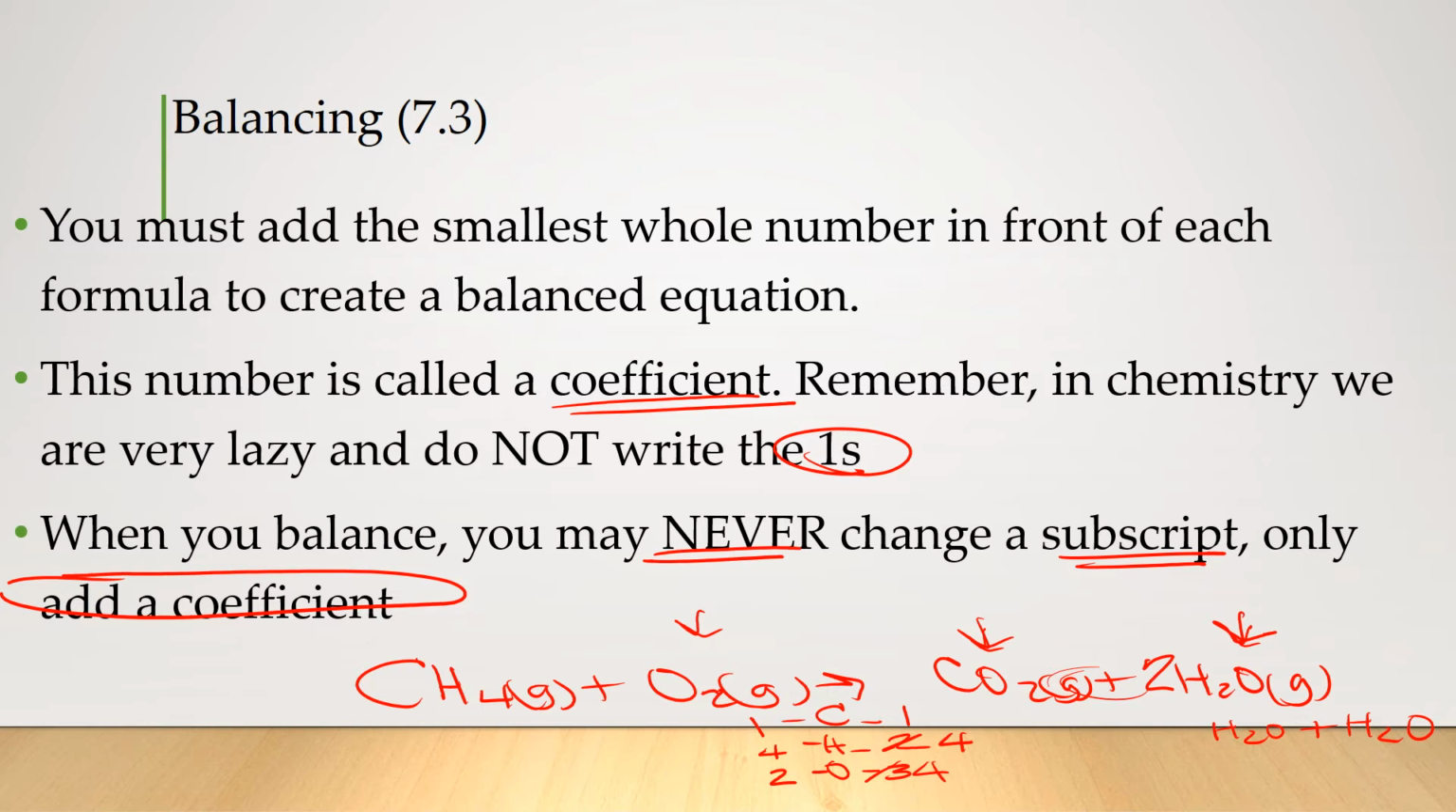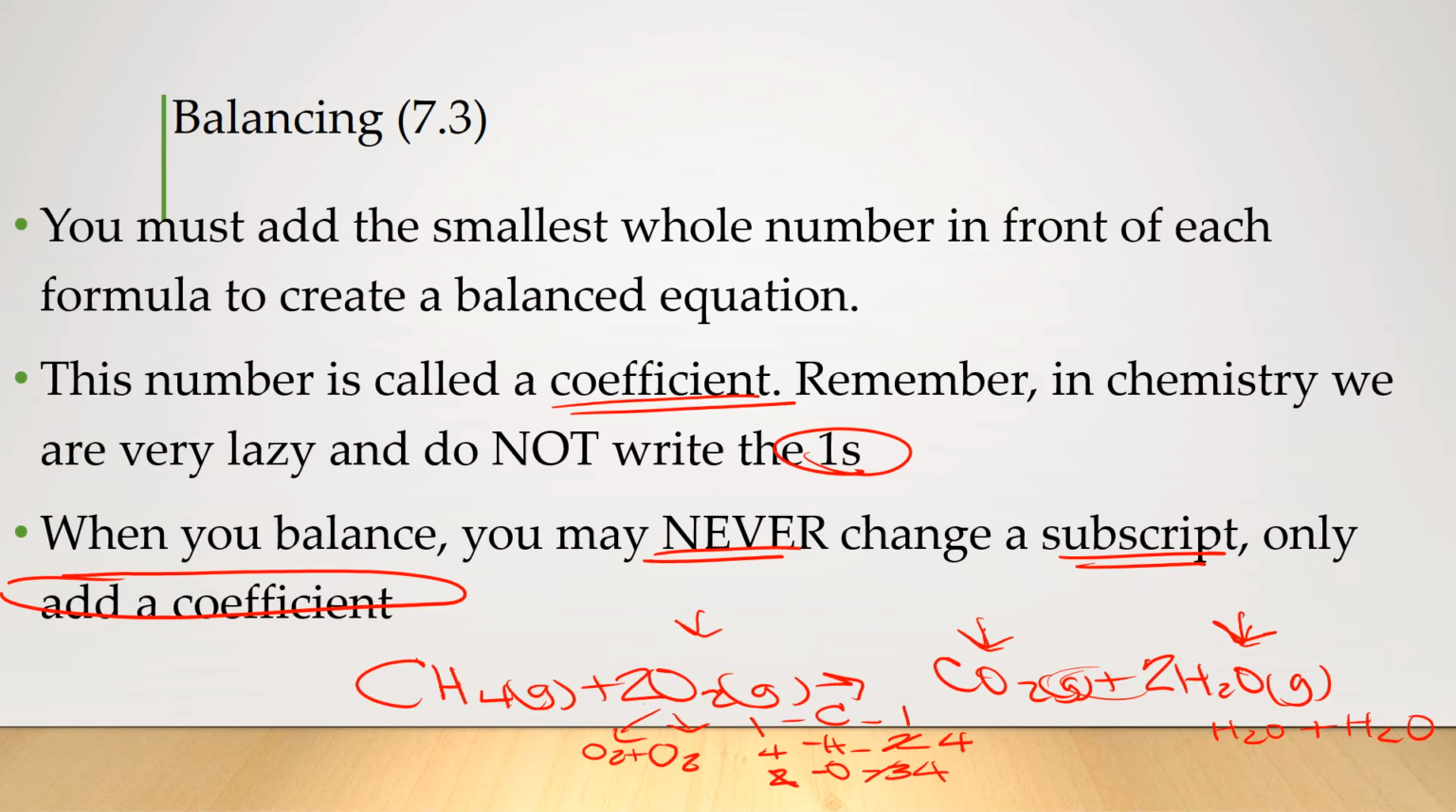So, kind of like a tennis match, now let's look back at our reactants. Well, the carbons are good, the hydrogens are, oh, oxygen. I'm just going to put a 2 here, 2 times 2, because again, that 2 tells me I have 2 molecules of O2.